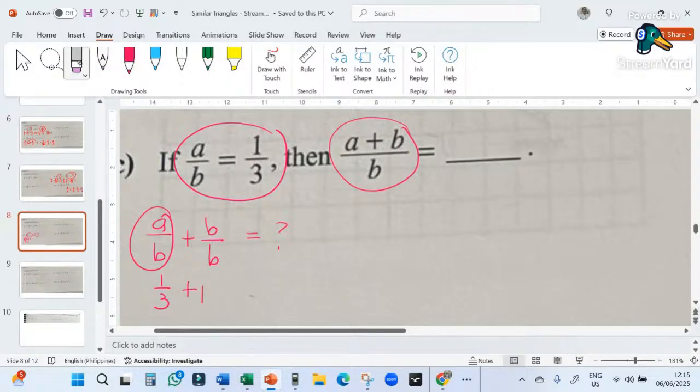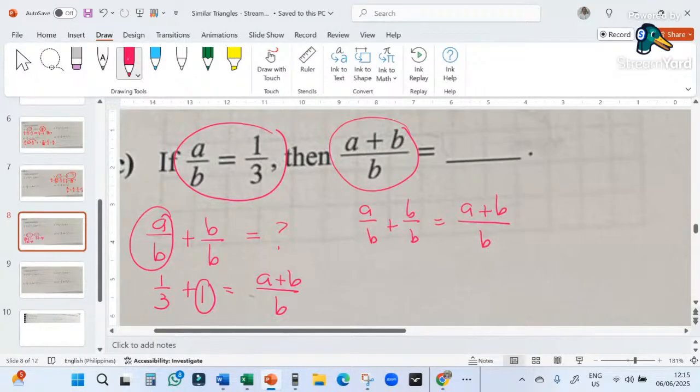All right. If we're going to add A over B plus B over B, this is equal to A plus B over B. That is what we're trying to find out. So this will be equated to A plus B over B. What is 1? 1 is 3 over 3. Why? Because the denominator is 3. 1/3 plus 3 over 3 is equal to 4 over 3. And what is this 4 over 3? It's equal to A plus B over B.